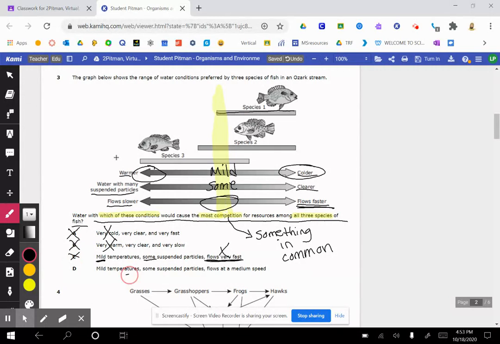Okay, mild temperatures. We already said that was good. Some suspended particles. We said that was good. Flows at a medium speed. All right, I think medium sounds like it would be in the middle. So I think this one will work for me. The answer is going to be D.